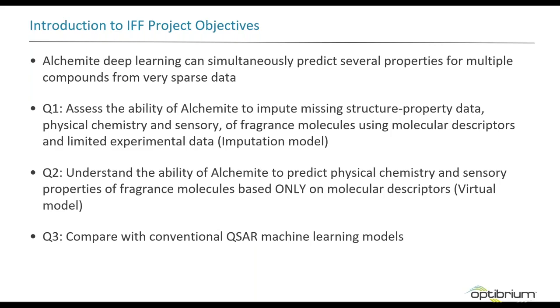And exactly the questions that we wanted to ask: we wanted to assess the ability of Alchemite to impute missing structure-property data, both sensory and physicochemical, in the situation when you have both chemical structure available and also some limited experimental data to support the prediction. We also wanted to see how Alchemite performs when you don't have experimental data, and you rely only on the available chemical structure. And naturally, we would like to compare Alchemite with the standard, or what I will call conventional, machine learning methods, which are developed to predict such properties.